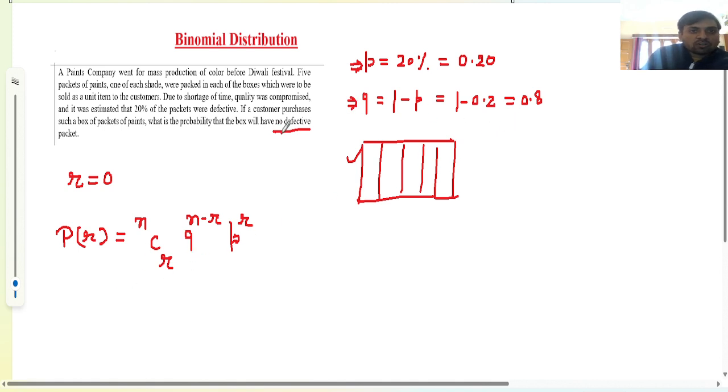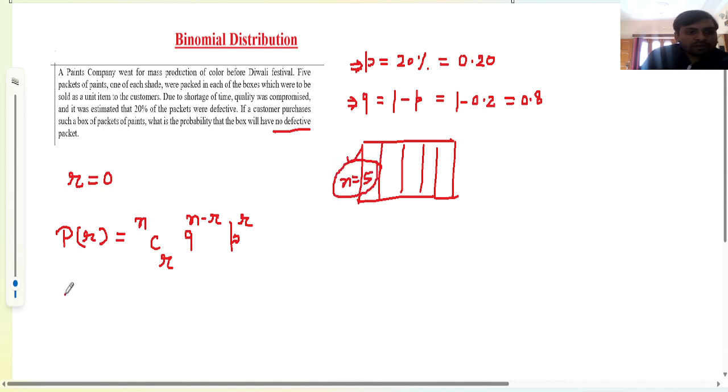Now this is the case of no defect. No defect means 0 defect. So R equals 0. If this is the case of 1 defect, we will take R equals 1. But in this case, no defect, so R equals 0. Now what is n? In this box there are 5 packets. So n equals 5.